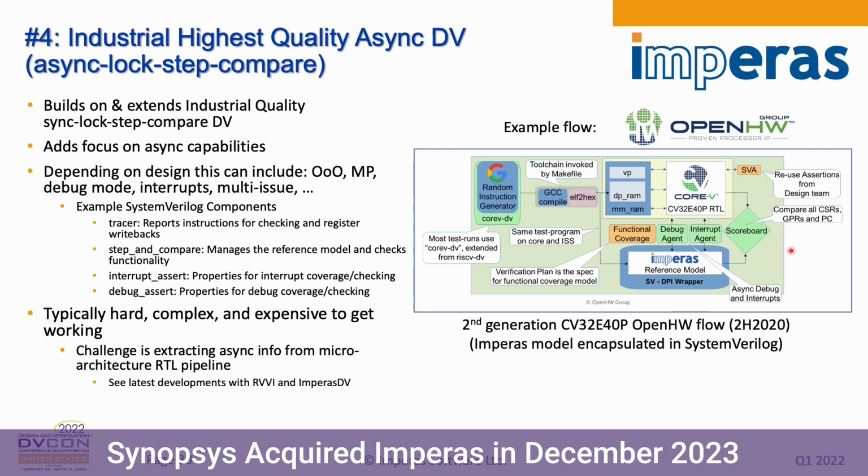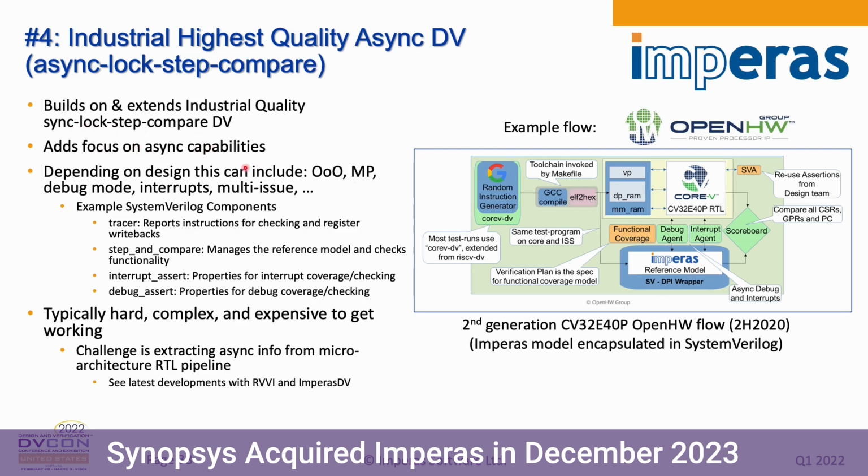So it becomes a lot more sophisticated. This is really a sort of second generation of a test bench that was evolved for this 40p core, which was basically signed off and frozen at the end of 2020, and that used the Imperas reference model wrapped in SystemVerilog. It's similar to the previous one, which was synchronous, but it adds the asynchronous.